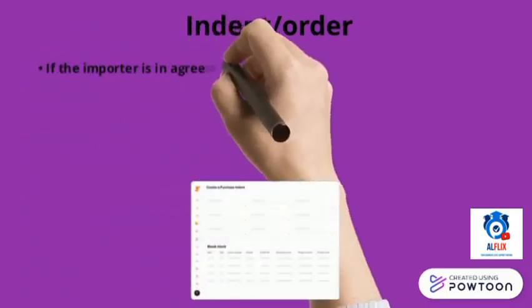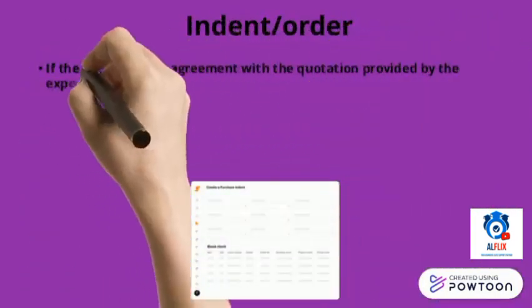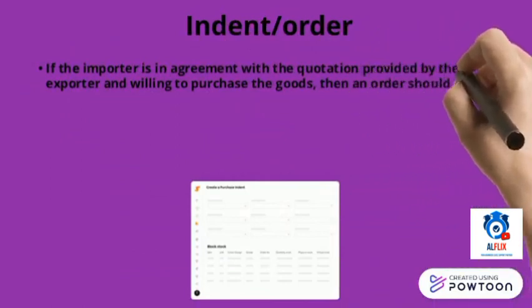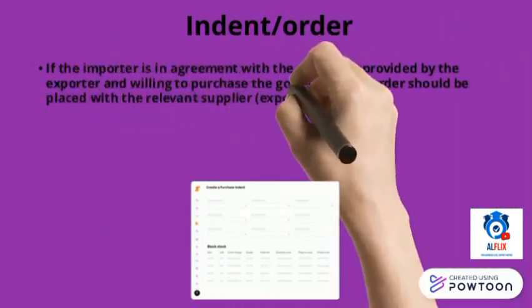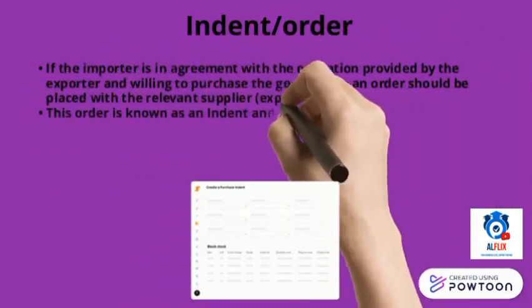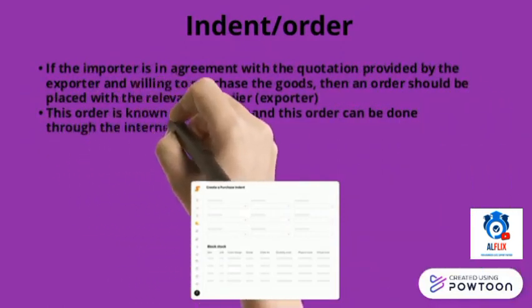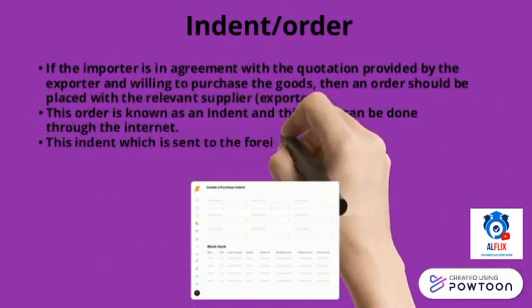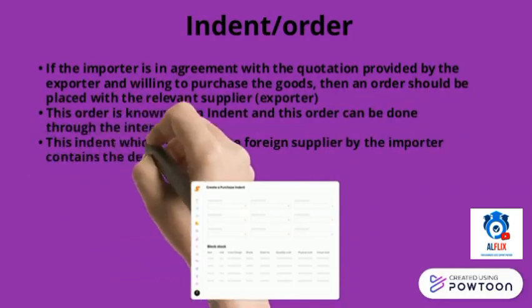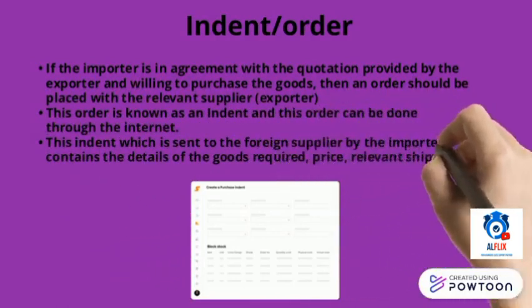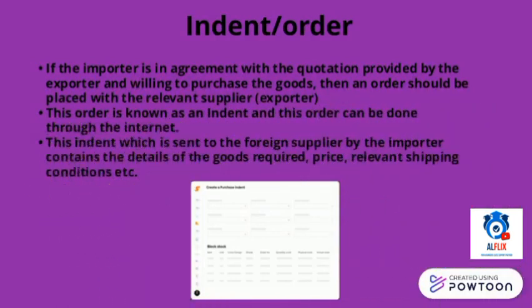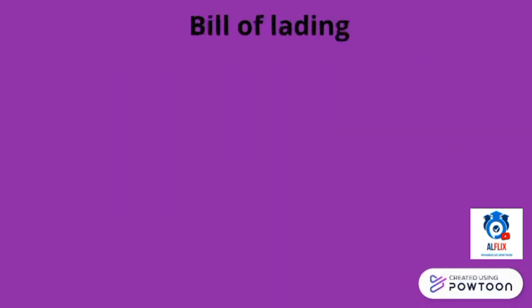Indent or Order. If the importer is in agreement with the quotation provided by the exporter and willing to purchase the goods, then an order should be placed with the relevant supplier. This order is known as an indent, and this order can be done through the internet. This indent, which is sent to the foreign supplier by the importer, contains the details of the goods required, price, relevant shipping conditions, etc.